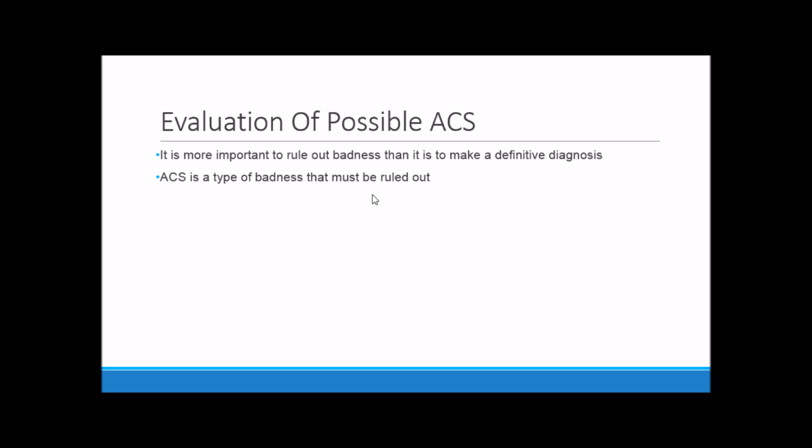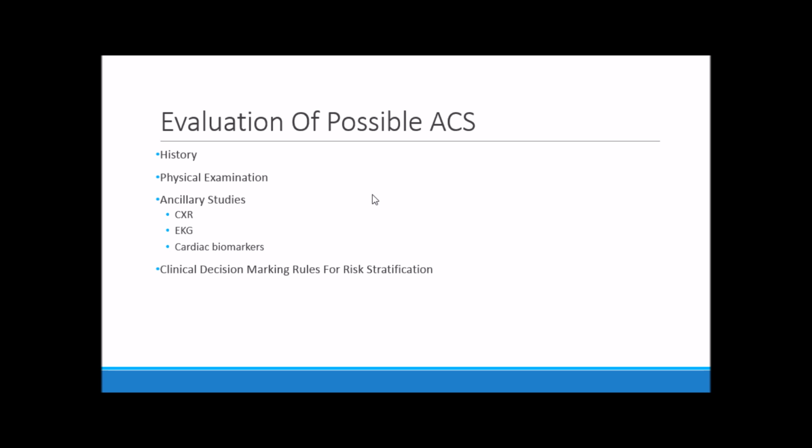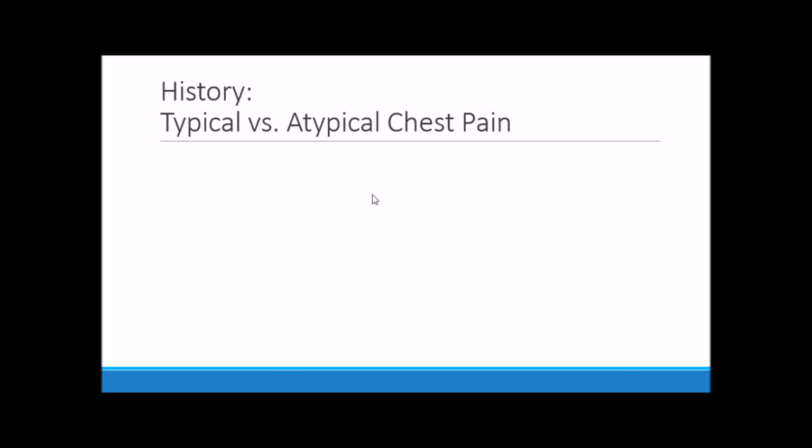Then what do we do? Then we do a physical exam. Then we get ancillary studies: chest X-ray, EKG, cardiac biomarkers. And then we use clinical decision-making rules to risk stratify somebody. What is a clinical decision-making rule that we can use to risk stratify people with possible ACS? So HEART and TIMI. Okay, we're going to talk about those a little bit later.